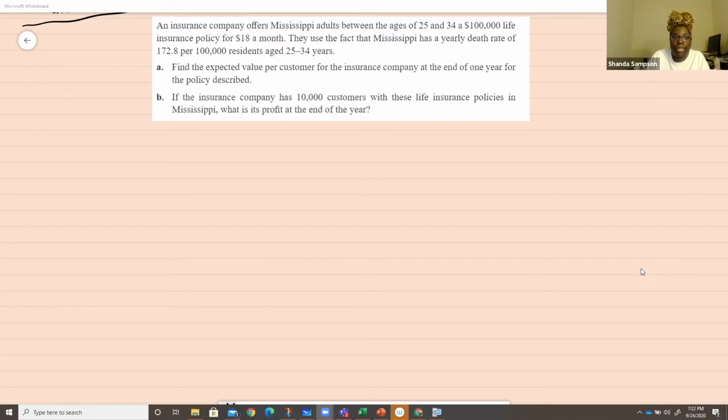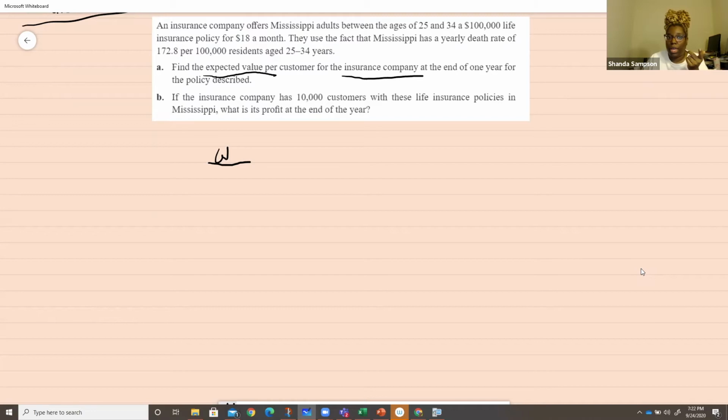Part A is find the expected value. So forget all that. What they're saying here is find the expected value per customer for the insurance company. You have to figure out who you're trying to find the expected value for. So we're talking about the expected value. I usually tell you mine's W. I like W. I use W for wins.